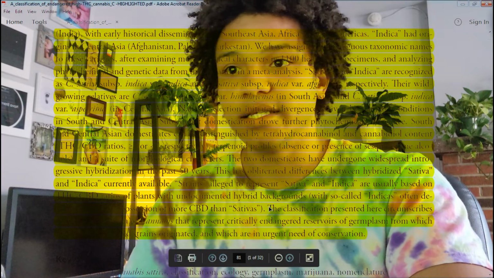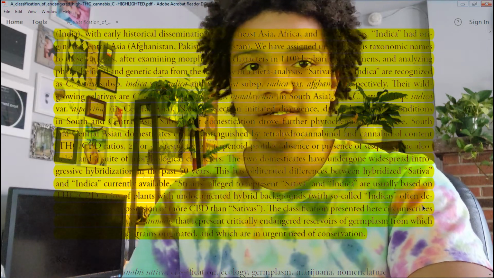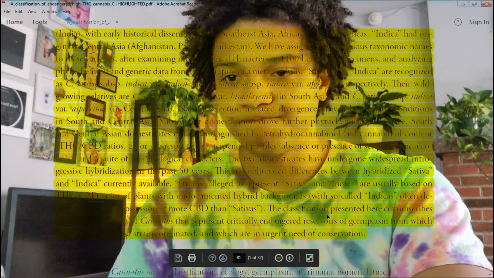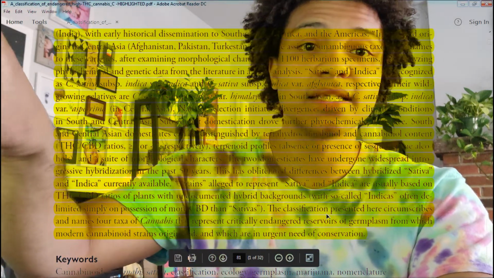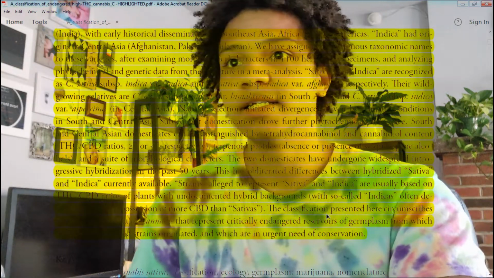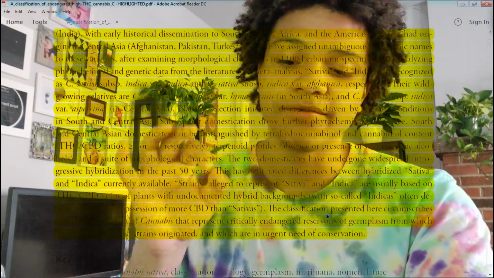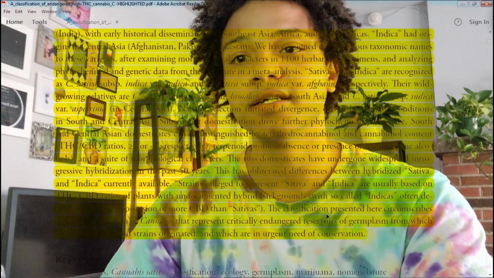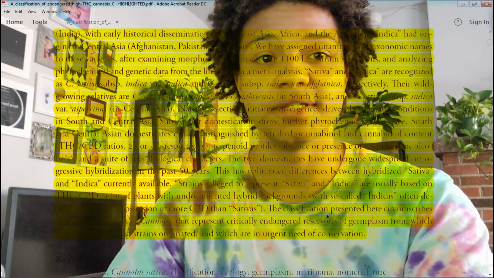So, get the idea. Basically, what they're proposing is that with the plants being less ambiguous, and now that they can be classified, they can be better preserved and conserved in seed banks.